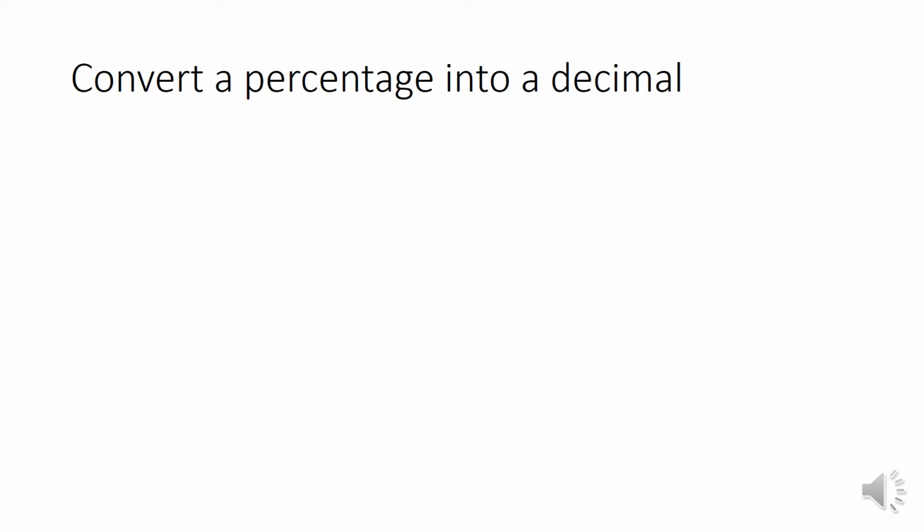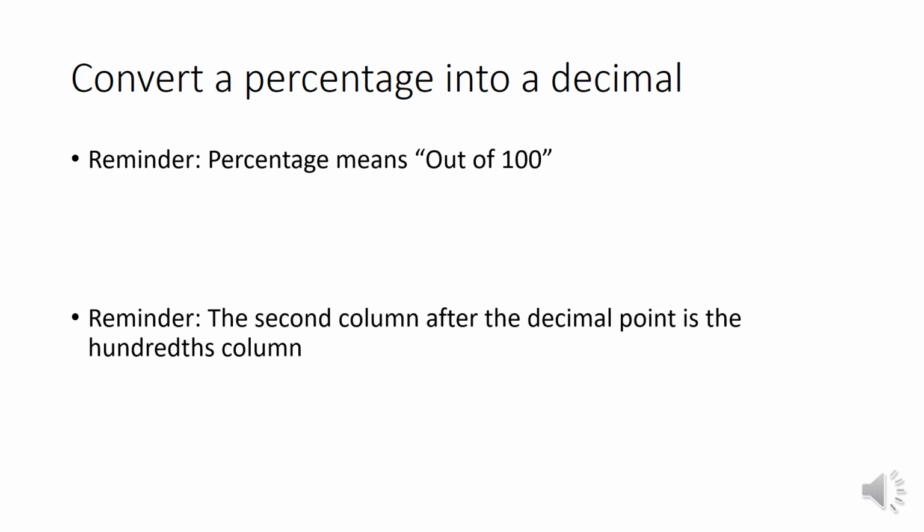Okay, so before we start, we've just got a couple of reminders. To convert a percentage into a decimal, that's what we're going to do first, but before we do, reminder one, percentage, that just means out of 100. So 10% would be 10 out of 100. 100% would be 100 out of 100, so the full amount. So percentage means out of 100.